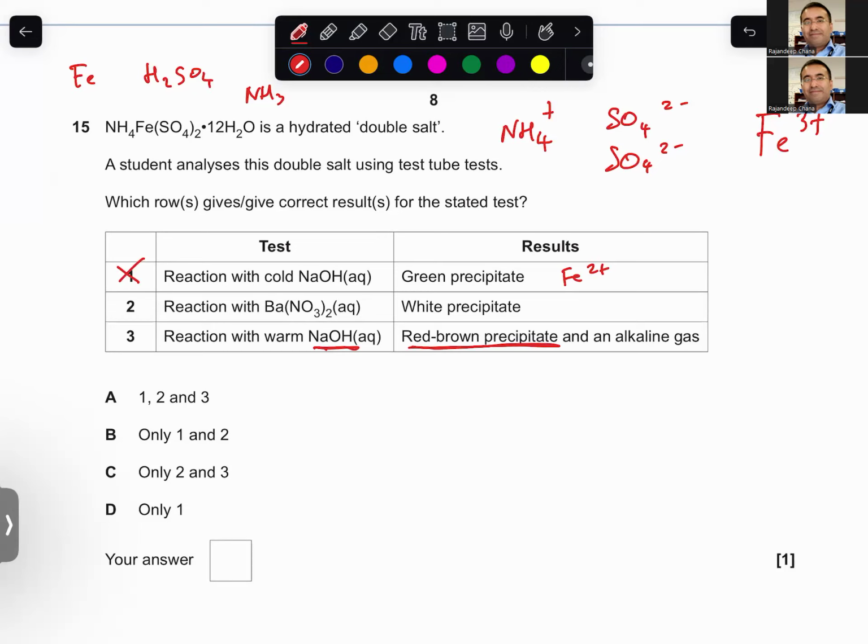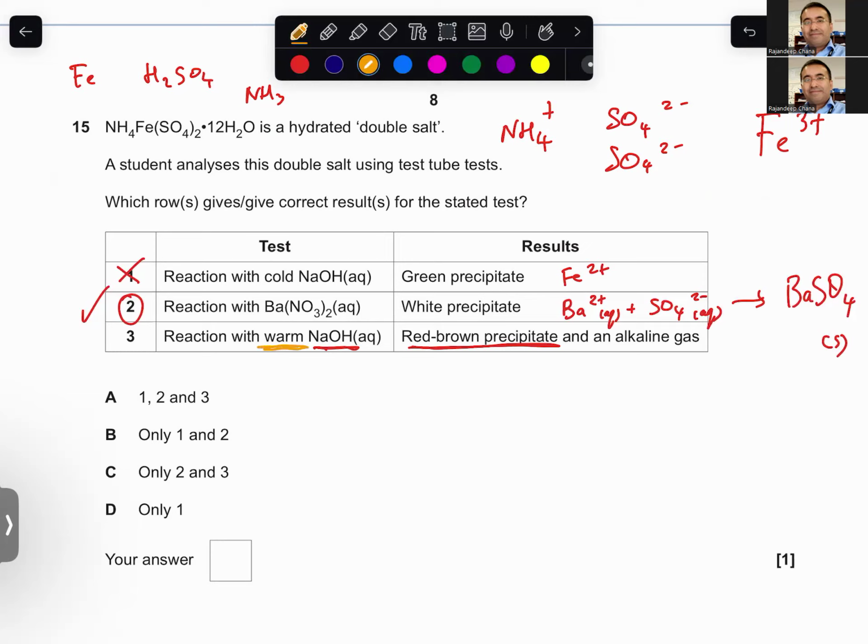Will it give you a white precipitate with barium nitrate solution? Barium ions react with sulfate ions to give you a white precipitate. This is a precipitation reaction, testing for sulfates. You've probably done this in GCSE. This is correct.